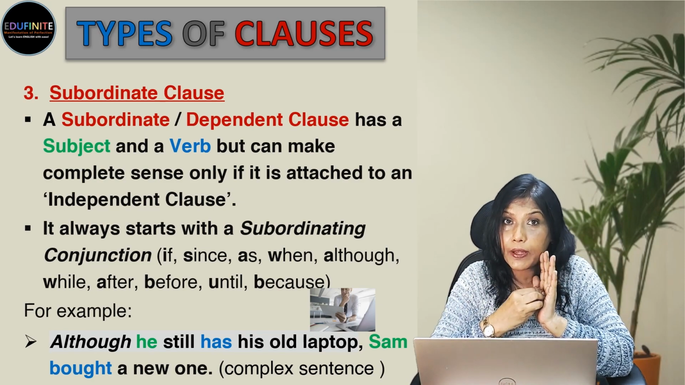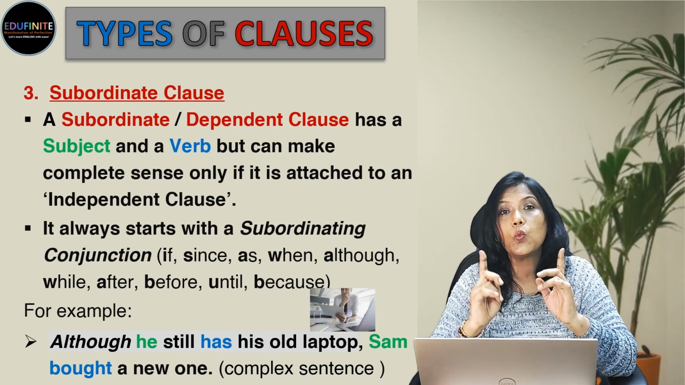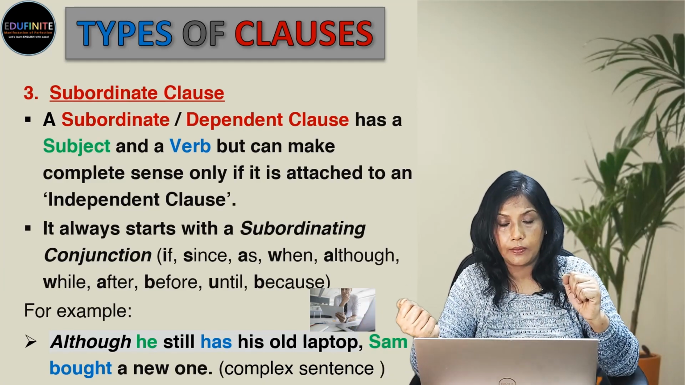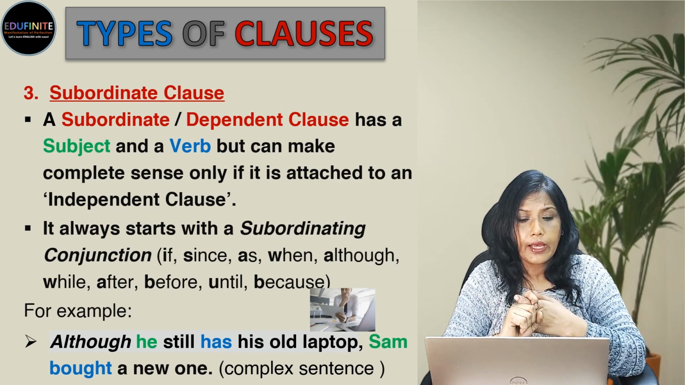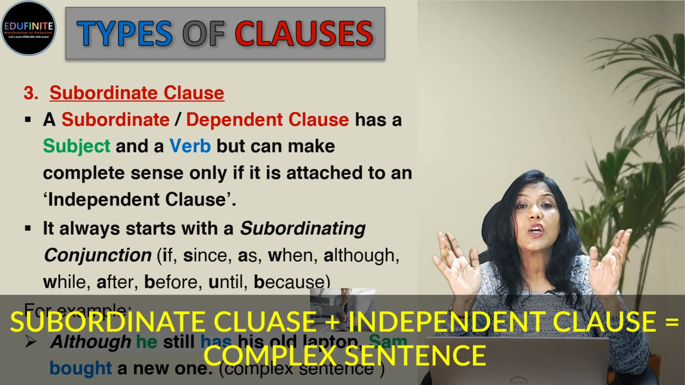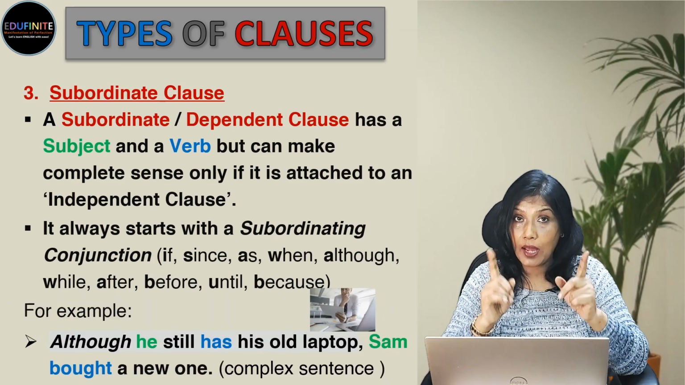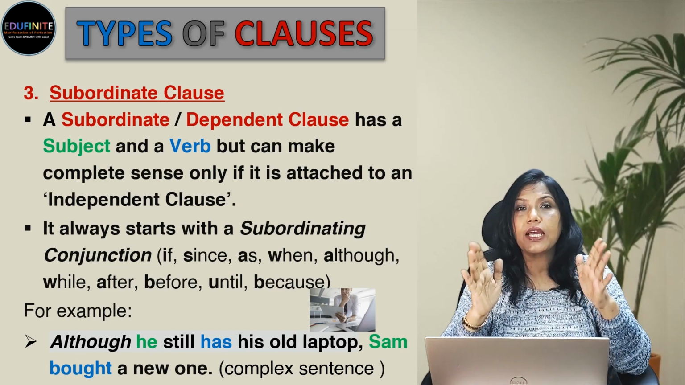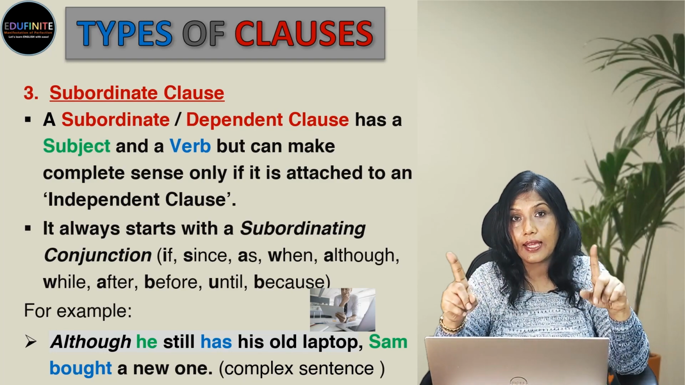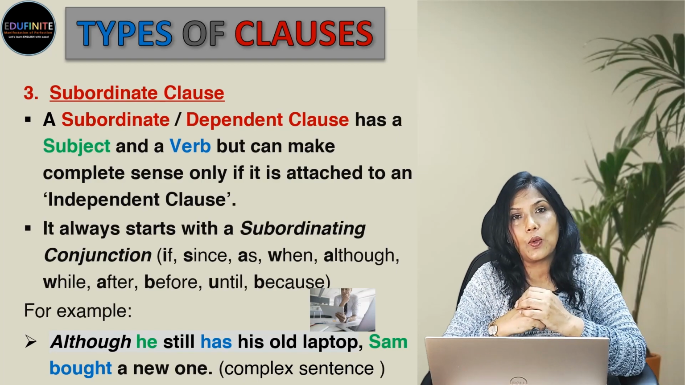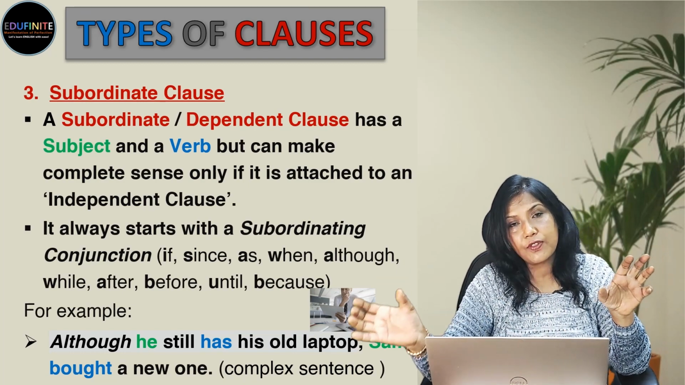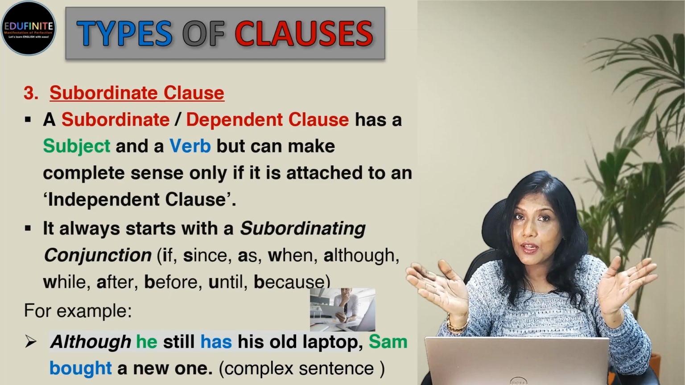So then we attach the independent clause to it. Sam bought a new one. And we get the idea, although Sam had an old laptop, he still bought a new one. So you can note one more thing, that when you attach a subordinate clause to an independent clause, you get a complex sentence. Okay, now one more thing I'd like to mention over here. If you take the subordinate clause and you remove the subordinating conjunction, then you'll get an independent clause. Yes, he still has his old laptop. If you just say that much, it's fine. But if you attach although to it, then you'll have to attach the independent clause to give the whole meaning.